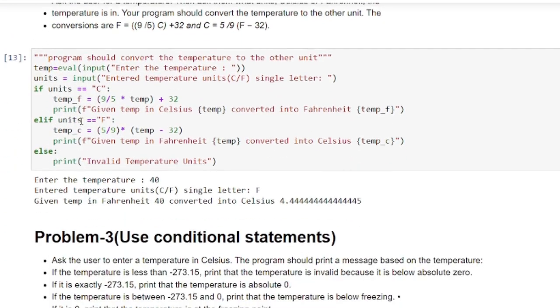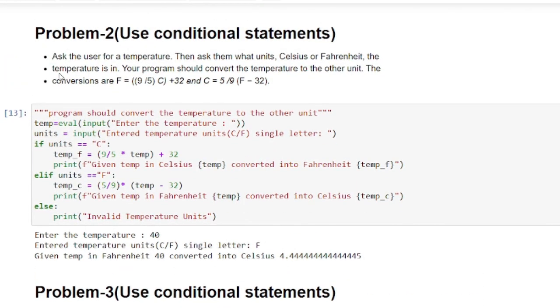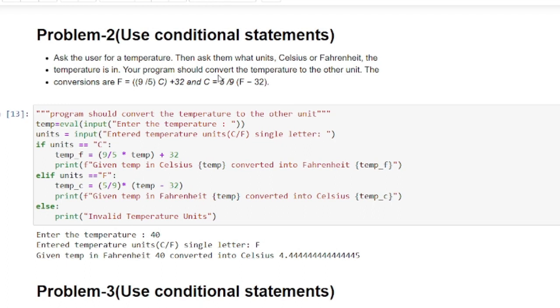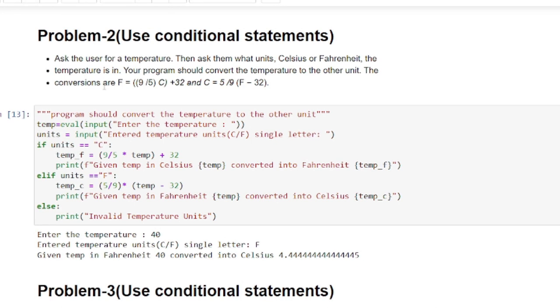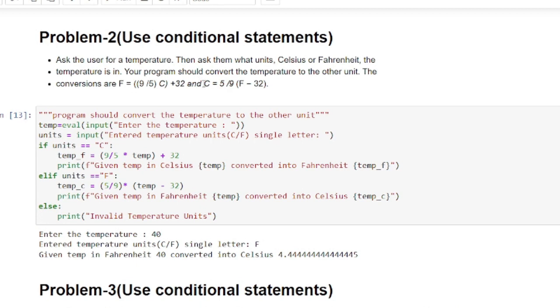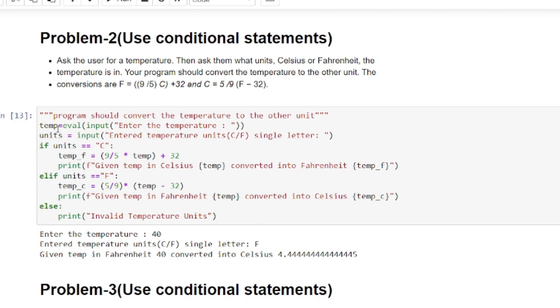Now let us go to the second one, problem number 2. Ask the user for a temperature, then ask them what units, Celsius or Fahrenheit, and your program should convert the temperature from one unit to the other. For the conversion formula, if it is given in Celsius, how you will convert to Fahrenheit, and if it is given in Fahrenheit, how you will convert into centigrade. So here we take two inputs: one is the temperature and the other is its units.